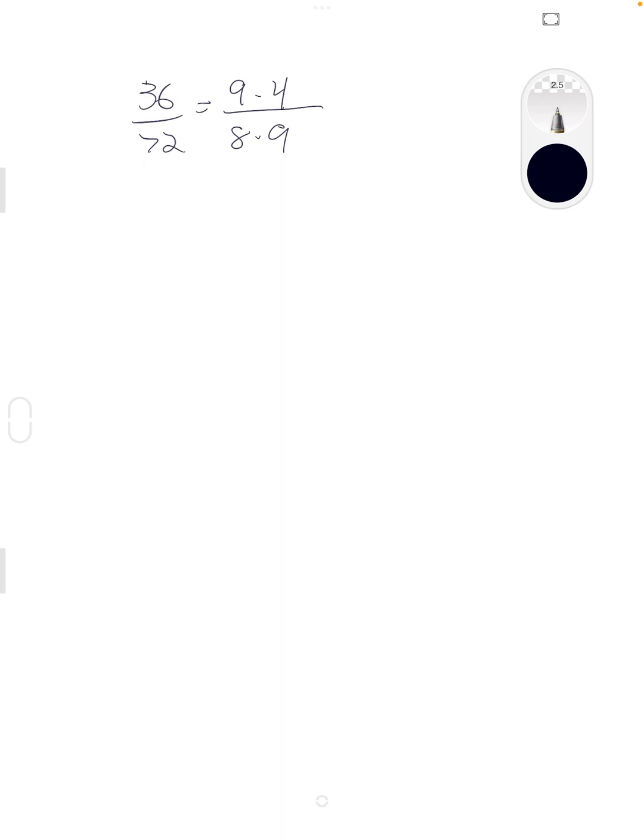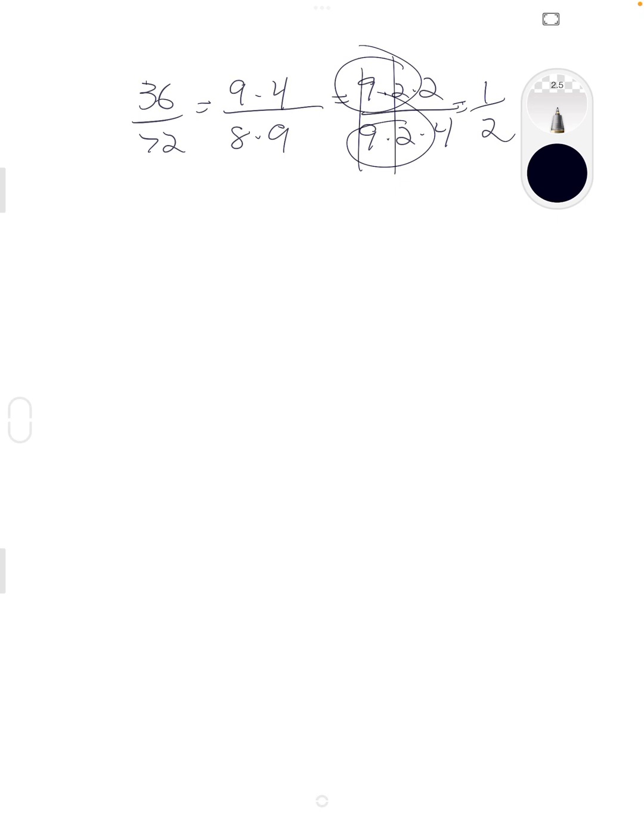Well, okay, 9 will cancel, but that's not the greatest common factor. If I really wanted to continue on, this would be 9 times 2 times 2, and this would be 9 times 2 times 4. The greatest common factor is 18. 9 over 9 is 1, 2 over 2 is 1, and 2 over 4 is equal to just 1/2.